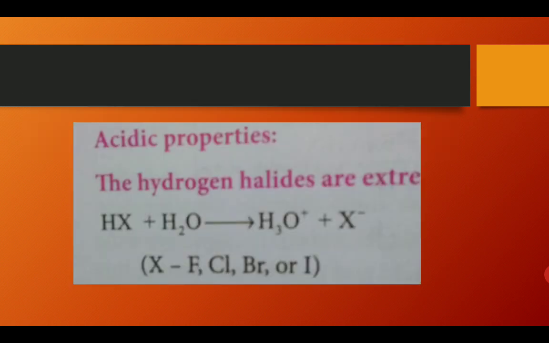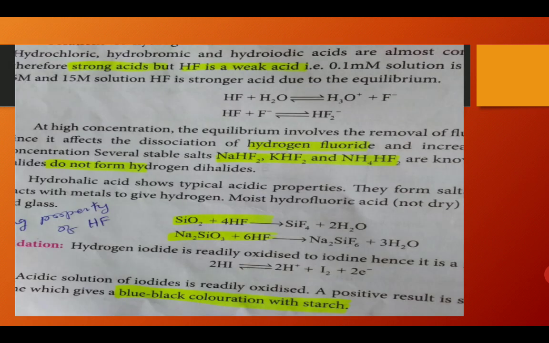Acidic properties, if you see, the equation HX plus water gives H3O+, that is hydronium ion, plus X-, any halide. X is given as fluorine, chlorine, bromine and iodine. So any halide, chloride, bromide, iodide. So this is the equation for the acidic properties.